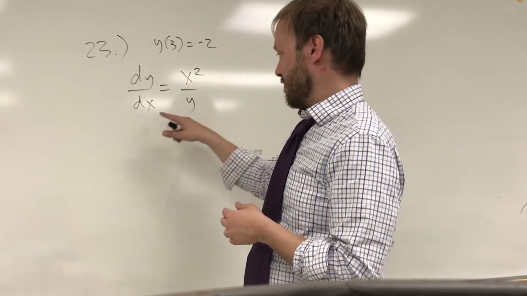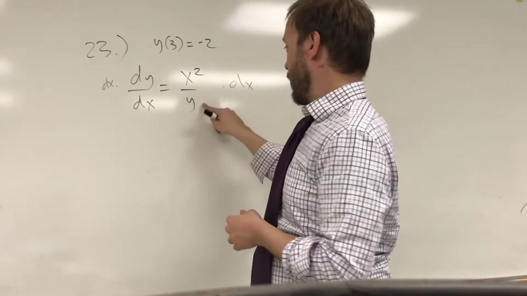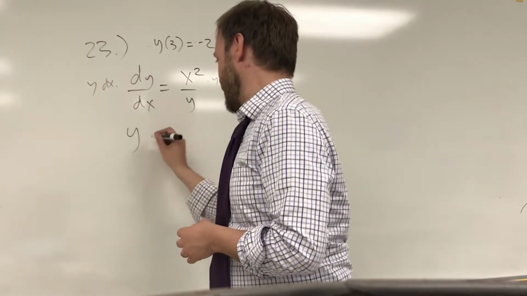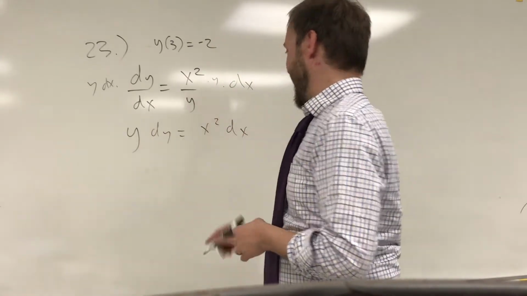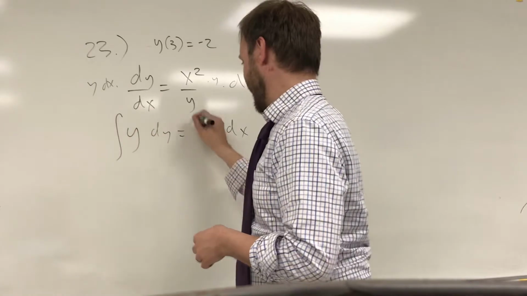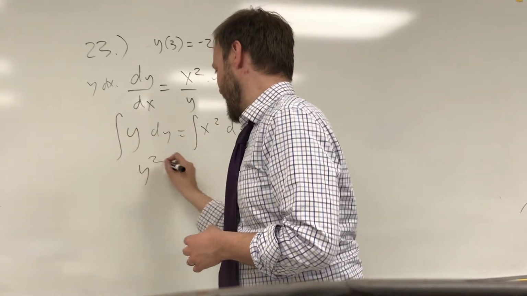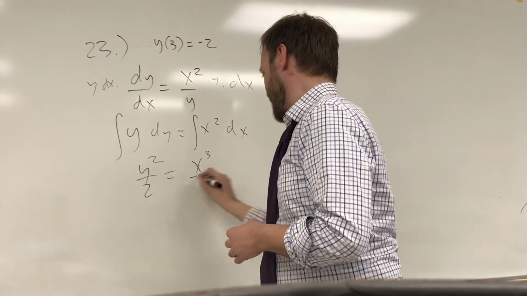We can multiply both sides by dx. We need to get the y on the other side, so we'll multiply both sides by y. So we're going to end up with y dy is equal to x squared dx. And remember, the idea is we can take the integrals of both sides. Here, power rule, raise the power by 1, divide by the new power. Here, raise the power by 1, divide by the new power.